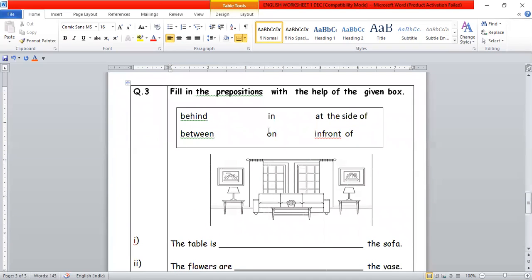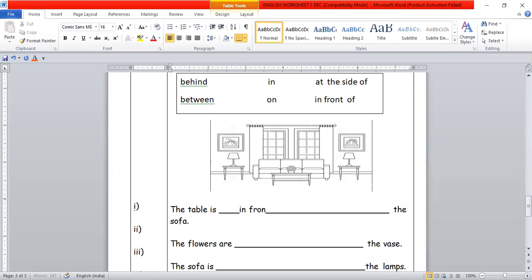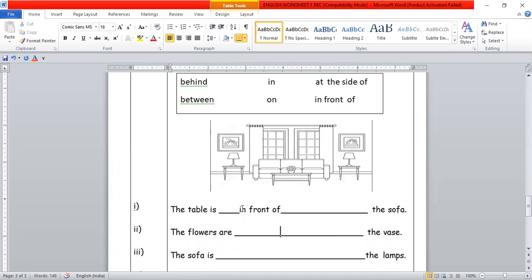Next one. Fill in the prepositions with the help of the given box. This is the clue box. The table is, let's read the prepositions first. Behind, in, at the side of, between, on, in front of. So let's read it again. The table is dash the sofa. The table is in front of the sofa.